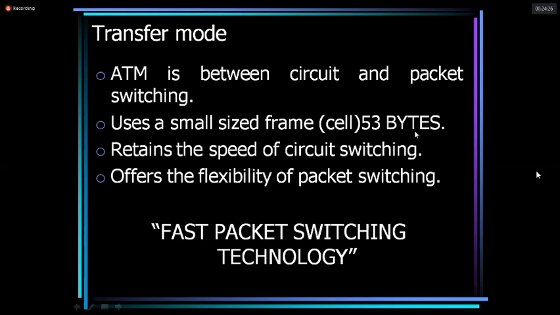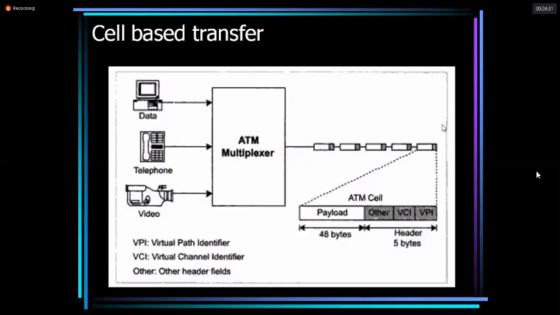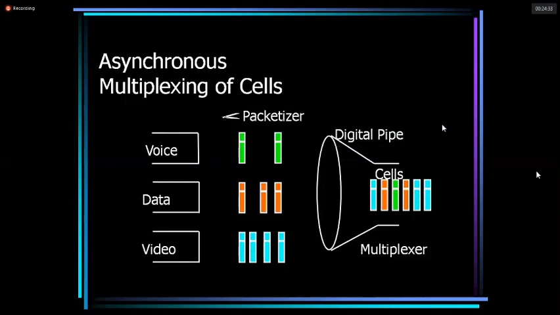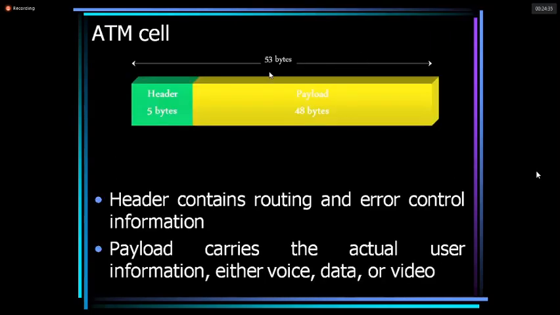Now out of this 53 bytes, just concentrate on this particular diagram. Out of this 53 bytes, 5 bytes are reserved for the header, and the remaining 48 bytes are reserved for the payload. So only in this particular type of network do we have such an arrangement wherein the cells are fixed sized cells.